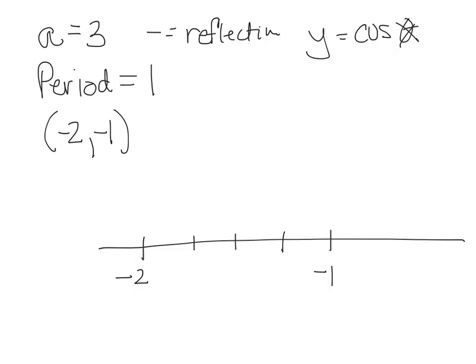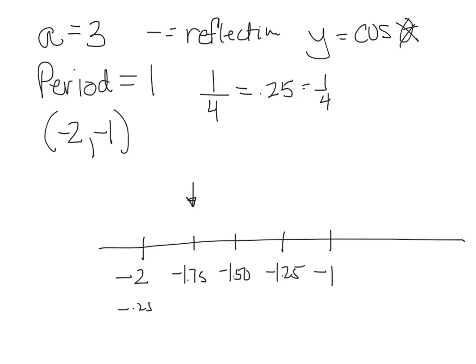So how do I know what the label should be on this right here? Well, it's very easy. Take your period and divide it by 4. 1 divided by 4, well, that's 0.25. Or some people might even want to just look at it as 1/4. So I know then if I subtract 0.25 from this right here, that's -1.75. That's -1.50. That's -1.25. And that's -1. Okay? Now, down here where 0 is, can you imagine my y-axis?